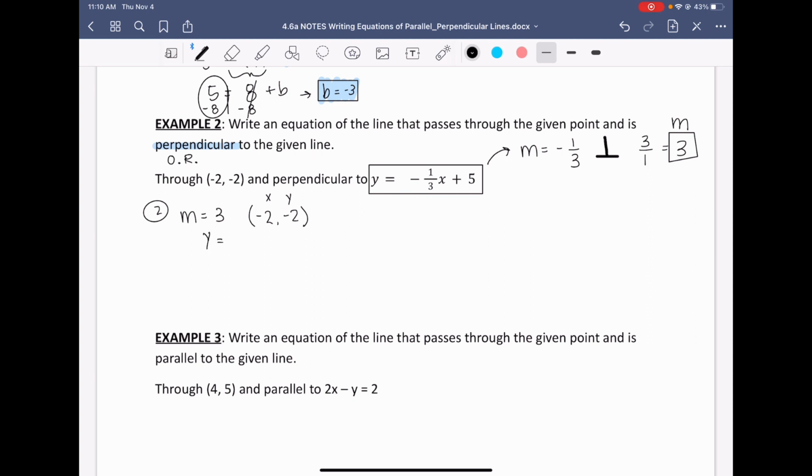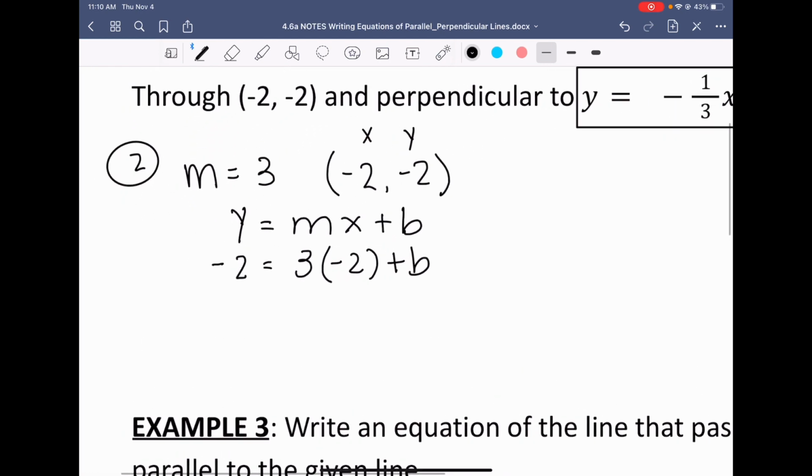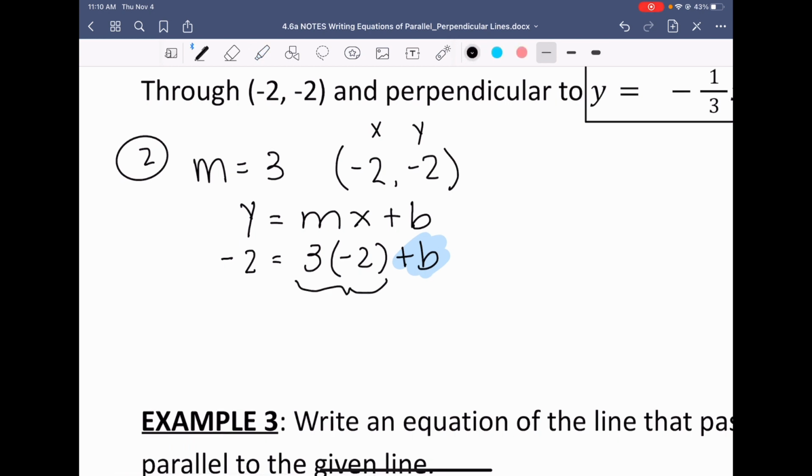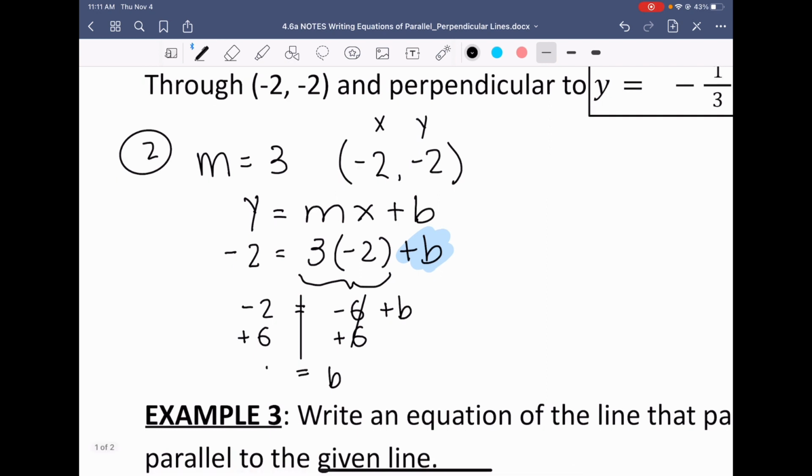So we have y equals mx plus b. Our y value is negative 2. Our slope is 3. And our x value is negative 2. And we're solving for b. So 3 times negative 2 is negative 6. Bringing everything else down, and we're solving for b. And then we're going to add 6. Okay. And b equals negative 2 plus 6, which will be a positive 4.